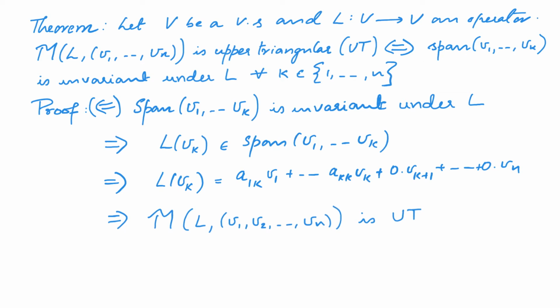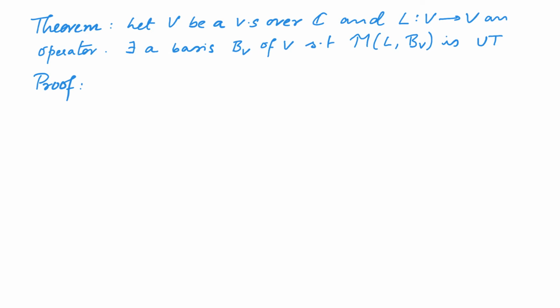Now we will use the second characterization to show that if V is a vector space over C, then given any linear operator on V, we can find a basis of V with respect to which the matrix of the linear operator is upper triangular. That is, we have the following theorem. Let V be a vector space over C and L from V to V an operator. Then there exists a basis BV of V such that the matrix of L with respect to the basis BV is upper triangular. Let us now look at a proof of this theorem.